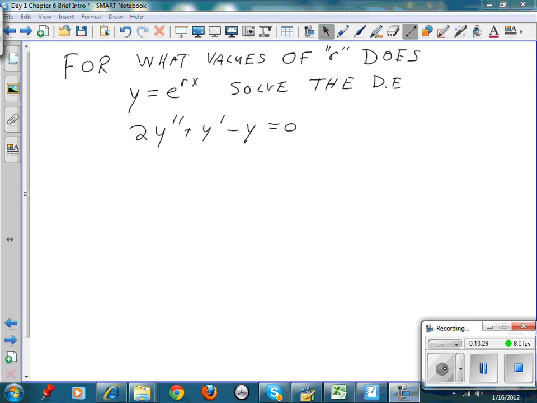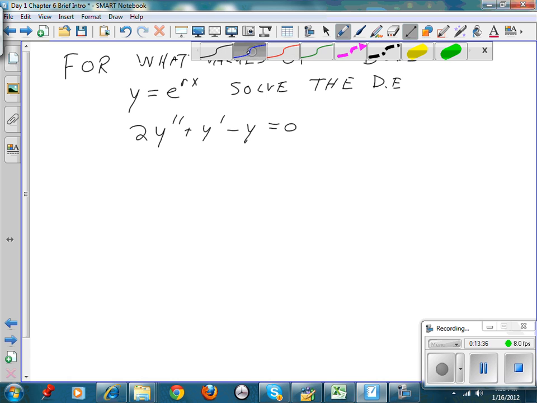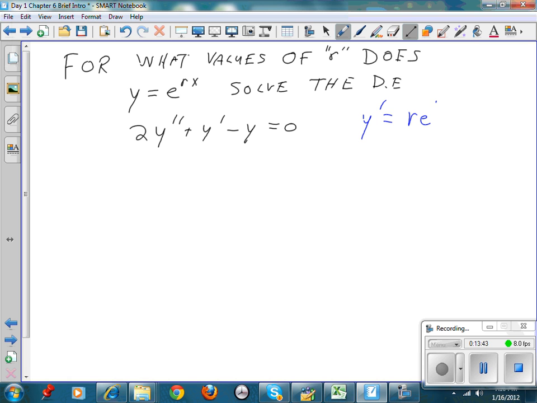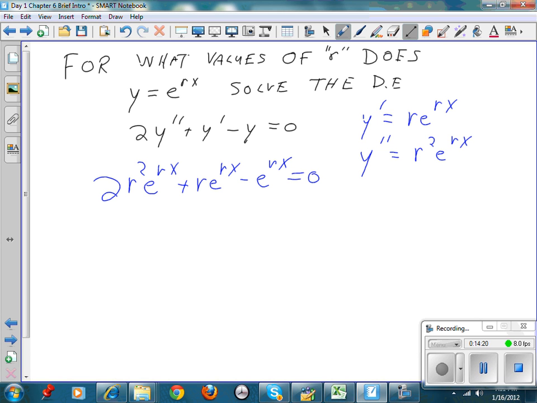Okay. For what values of r does e to the rx solve this differential equation? Okay, let's see here. y prime is going to be equal to r e to the rx. y double prime is going to be equal to what? r squared e to the rx. Oof. Oh, this doesn't look easy to me. Now I'm plugging in here: 2 r squared e to the rx plus r e to the rx minus e to the rx. I want that to equal 0.